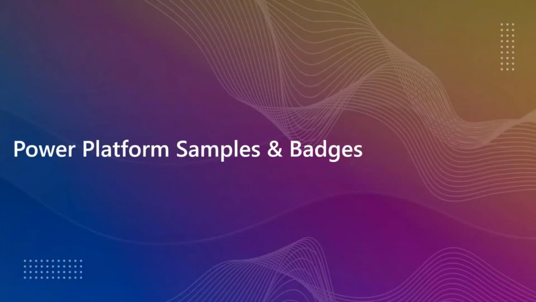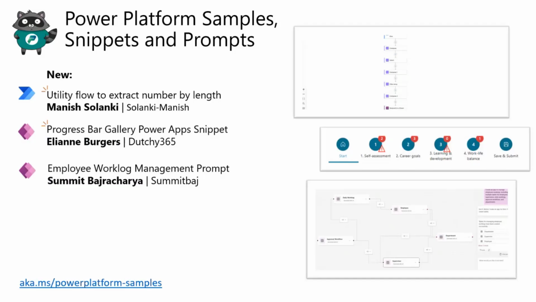Okay, let's talk about some samples and badges. And for that first part of samples, let's invite April Dunham. Thanks, David. So we have a lot of sample snippets and prompts this month to highlight. So we have from Anish, a utility flow that actually uses a child flow where you can extract a number by a length. So that's in our samples repo.